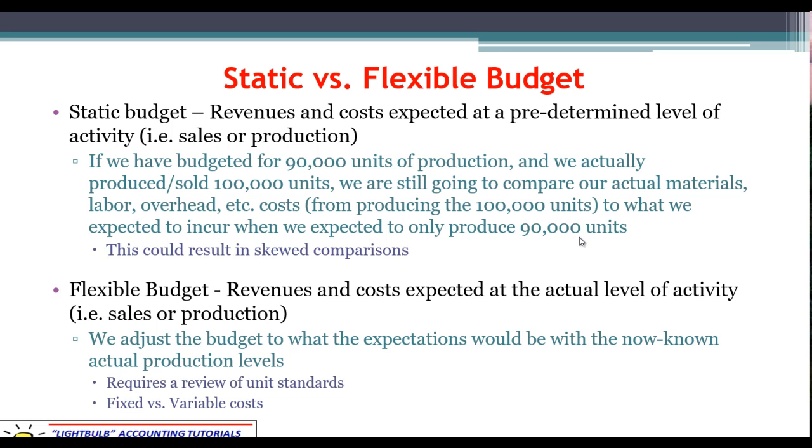This is where it gets a little bit skewed, because think about materials especially. If you're producing 10,000 more units than expected, it's a guarantee you're going to have more materials than what you expected at the lower level. Because you have more cost, it seems to be unfavorable. More cost is not a good thing, but in this case, it's expected. But if we're just comparing against the static budget, we're not going to take that into consideration, and you're going to have a skewed comparison.